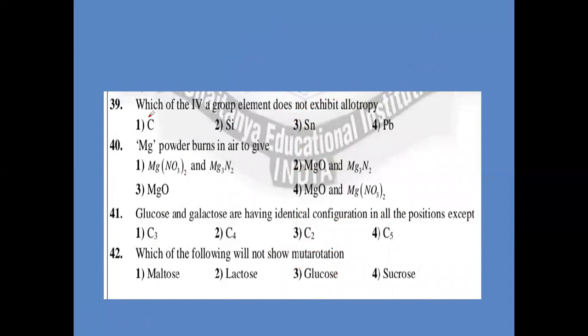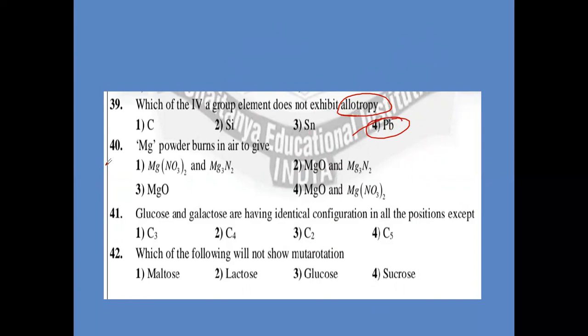Next, which of the group 14 elements does not exhibit allotropy? Allotropy means the same element will exist in different forms, like carbon exists in diamond, graphite, C60. Different allotropic forms will be there for carbon. So except lead, all the remaining elements of group 14 will exhibit allotropy. Lead is more metallic in nature. It does not exhibit allotropy.